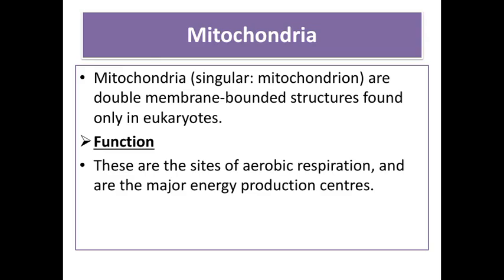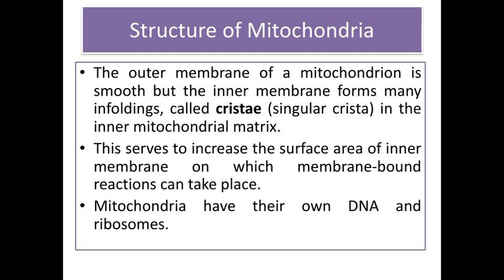Next is the mitochondria. Mitochondria is a double membrane bound structure, and it is present only in eukaryotes. Why is it present only in eukaryotes? Because it is a double membrane bound structure, and double membrane bound structures are present only in eukaryotes. The function of mitochondria is aerobic respiration, and they are the major energy production centers. Aerobic respiration we will study in chapter number 7. Aerobic respiration takes place in mitochondria, and as a result energy is produced, that is ATP.